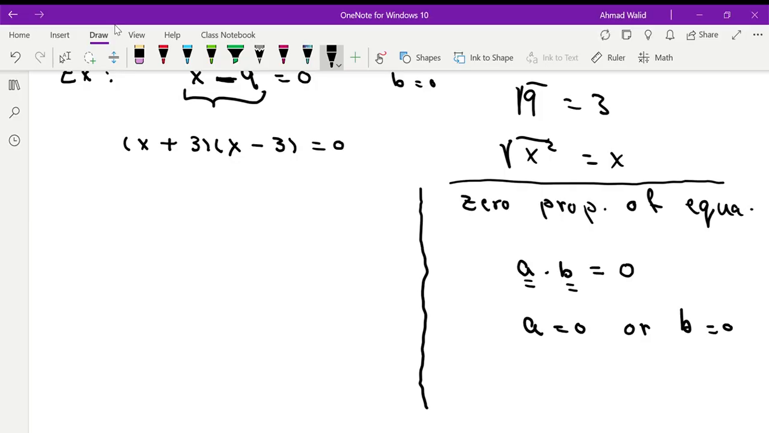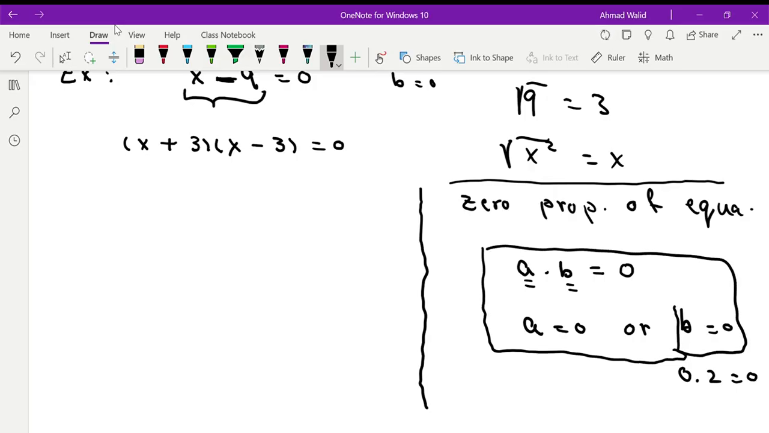Why? Because I already explained to you that 0 times any number gives you 0. For example, 0 times 2 gives you 0. Okay? One of them will be 0. We call this the zero property of the equations. Correct? And we use this property to solve such an equation here on the left side of my screen: x plus 3 times x minus 3 equals 0. I'm using this property to solve this.